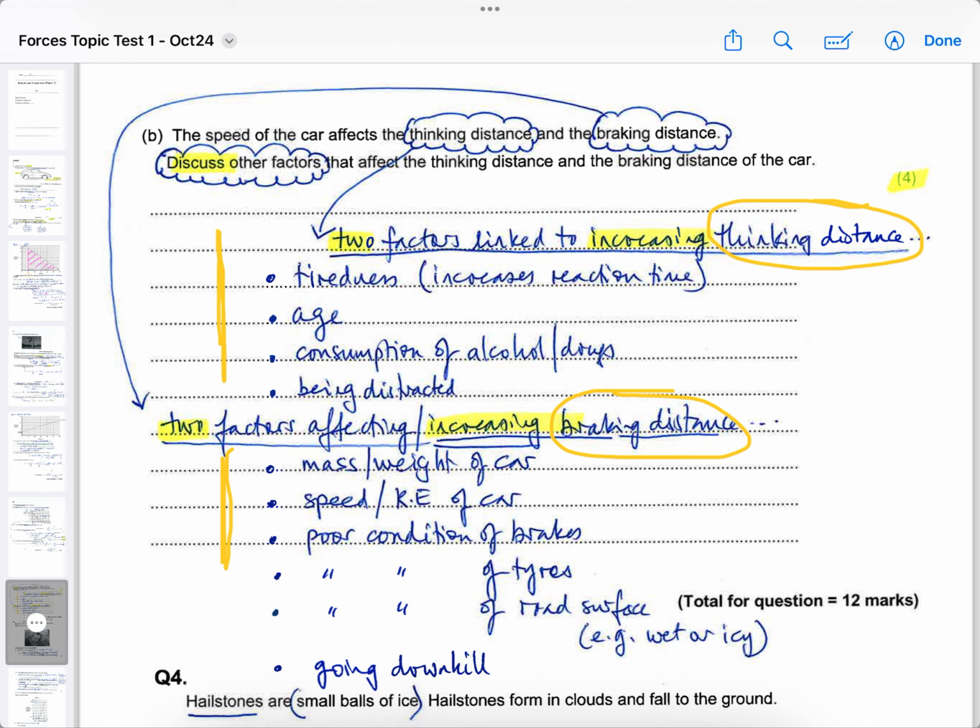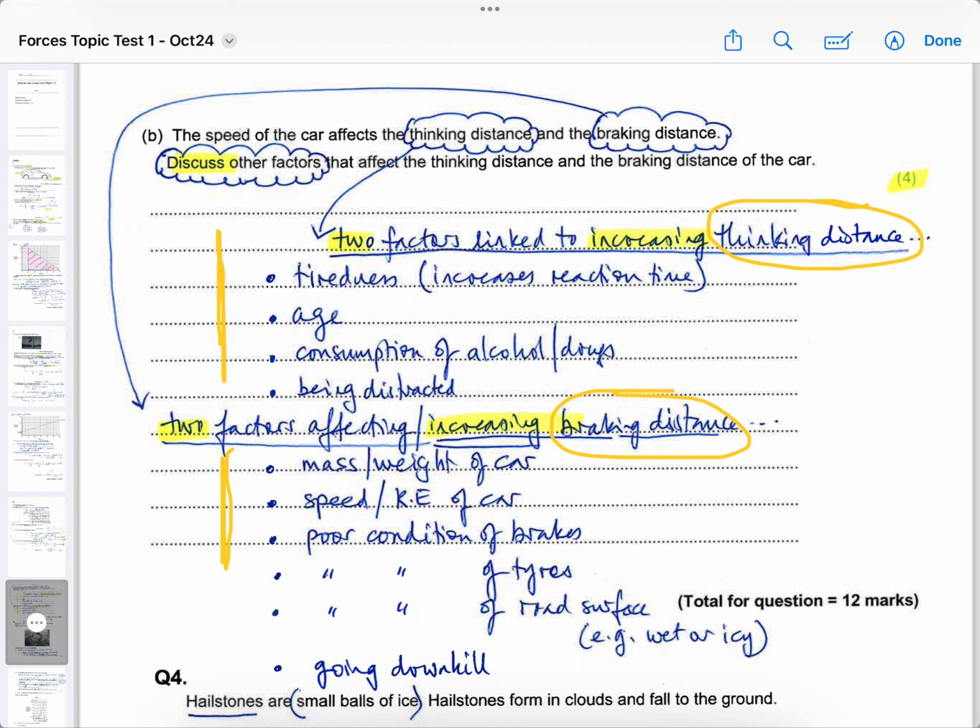They'll probably give you 2 marks from the list: tiredness, age, consumption of drugs or alcohol, and being distracted. Those could be any of those 2. And if you put more than 2, they probably only take the first 2. I think that's the way the mark scheme is set up, to give you 2 marks for factors increasing thinking distance and 2 marks for discussing factors that affect the braking distance. If you only do half of them, you're not going to get the full marks. So you can't just put 4 for thinking distance. You need to discuss both factors, thinking and braking.